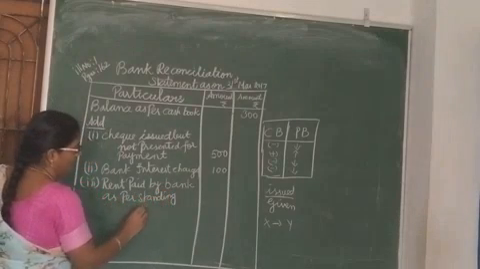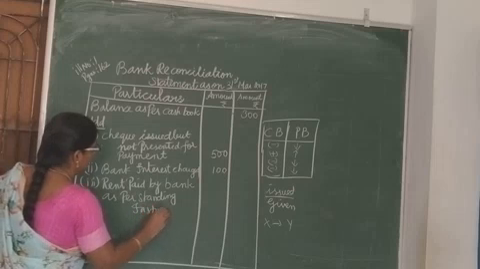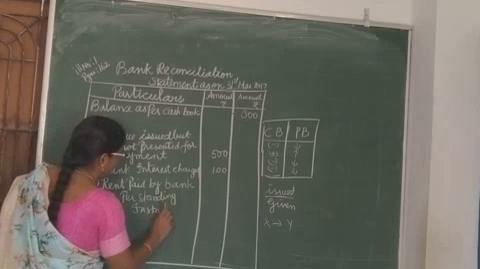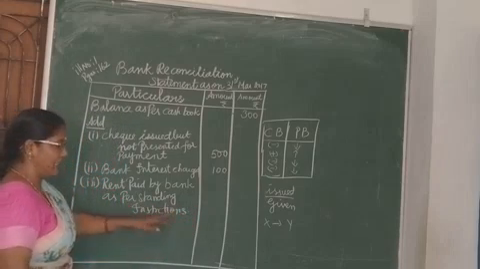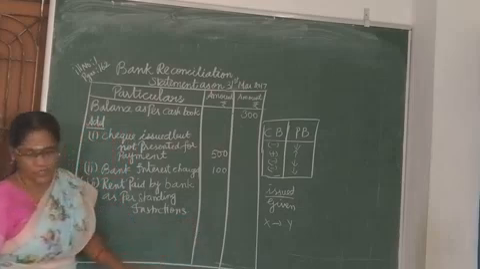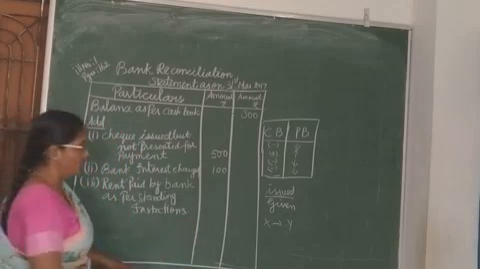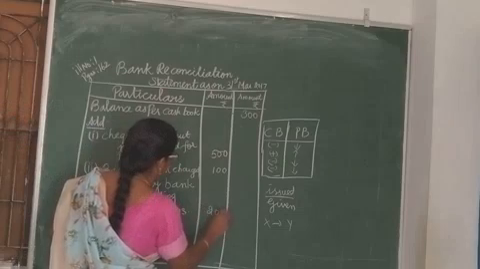See, I don't have place, so I am writing in the next line. Which line I am going to end the sentence, the same line I am going to write the amount. How much amount? 200.